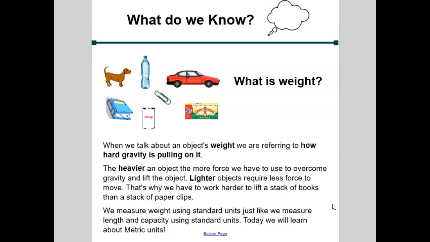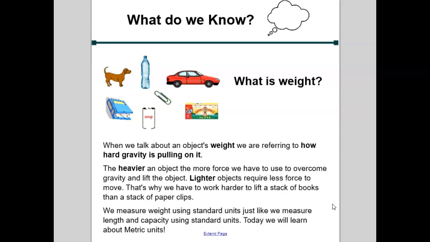And we also know, third graders, that the heavier an object is, the more force we have to use to be able to lift the object. But lighter objects require less force to pick up or move. So think about picking up a big stack of books and picking up a handful of paper clips. You know that we would have to work harder to lift a big stack of books because gravity is pulling harder on that big stack of books than it is on those paper clips.